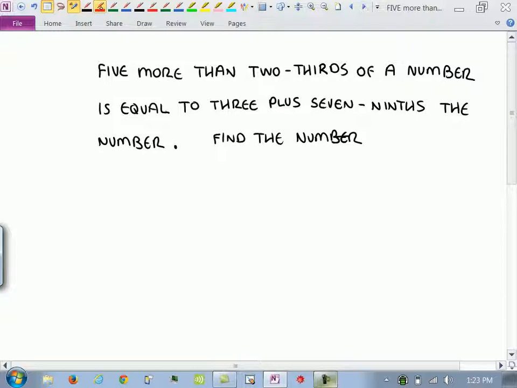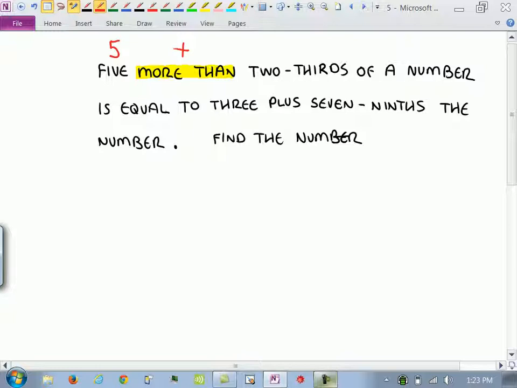5. Let's start with the first word here. 5 sounds like a number, right? 5. I'm going to put 5 above it. 5 more than. What do you think more than means? Plus, right? More than. You're adding something. So plus. I'm going to see if I can construct the entire thing just by moving along with the words.